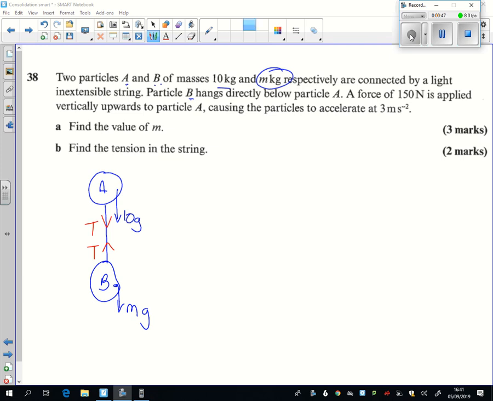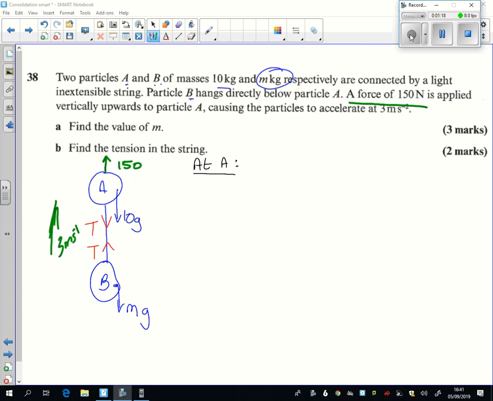We're also going to apply a force of 150 newtons vertically upwards on A. And what it does, it makes the whole thing move 3 meters per second upwards. Now you can look at this whole thing as one big system, but it's going to be more useful to look at it as two separate systems. And first of all, let's look at what's happening to A.